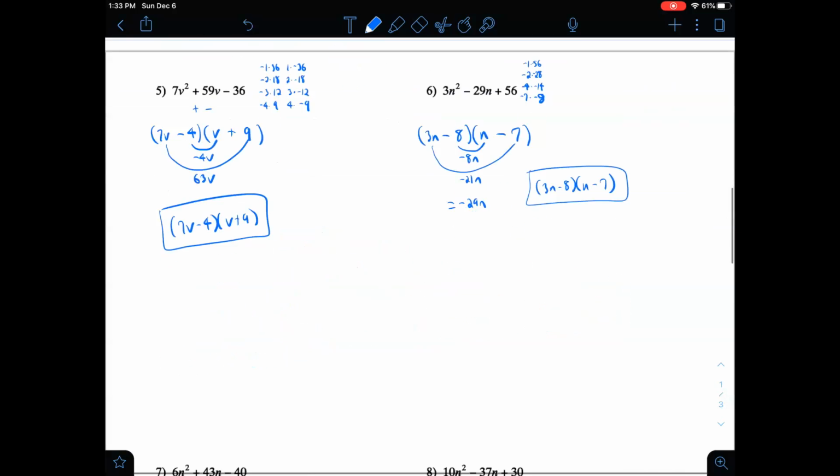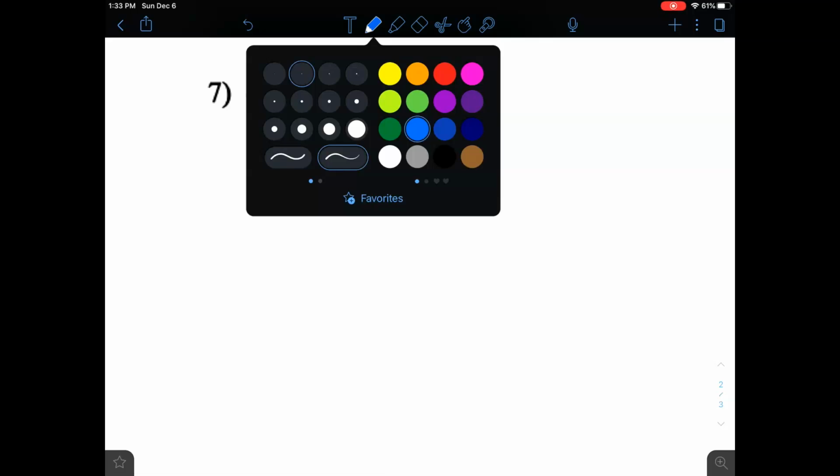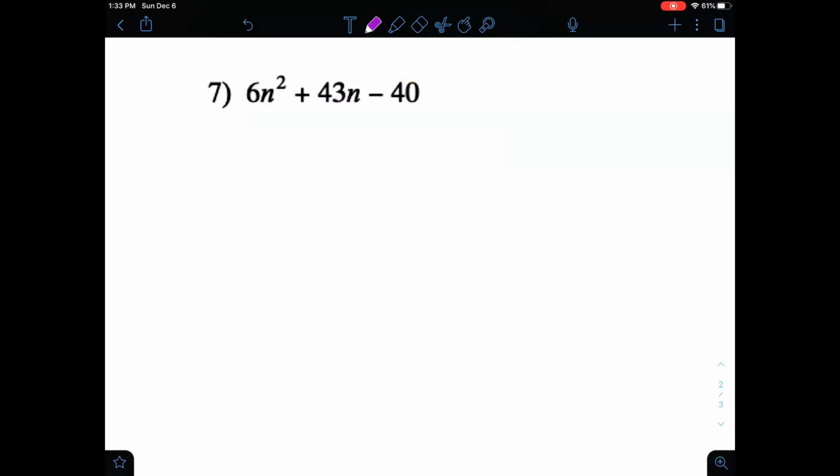All right, 2 more examples. Number 7. We have 6n squared plus 43n minus 40. All right, is there a GCF? Well, the factors of 6 are 1, 2, 3, and 6, and I don't think any of those numbers go into 43. 43 is probably a prime number, so there's no number we can pull out here. This one doesn't have an n, so there's no GCF.